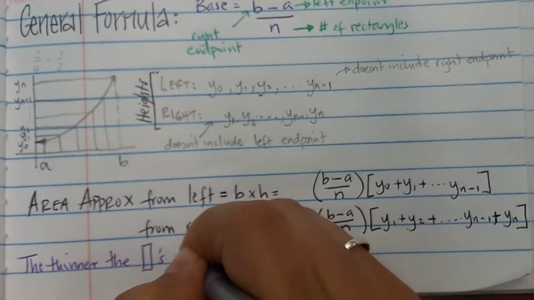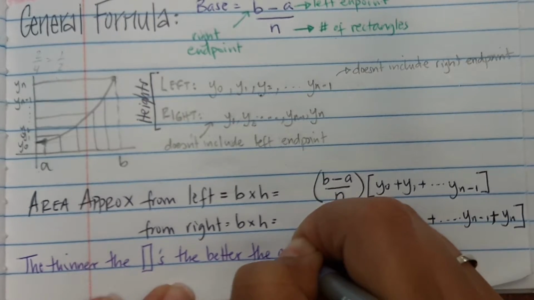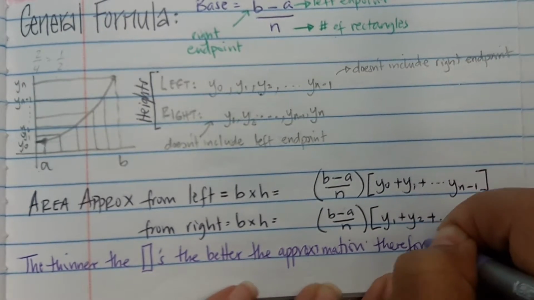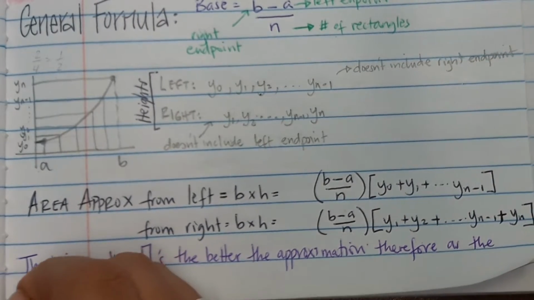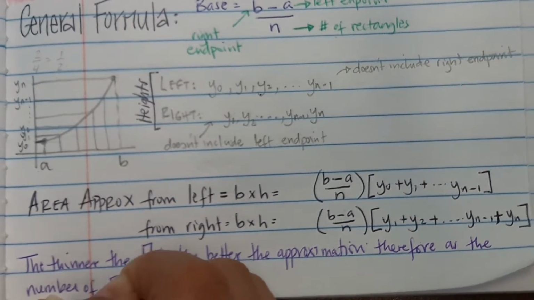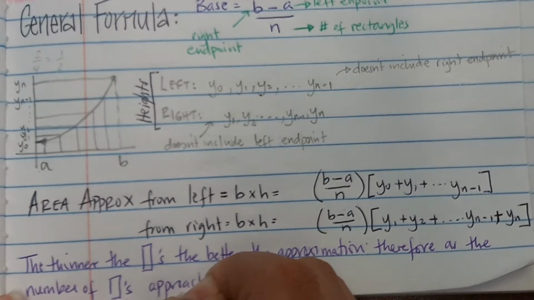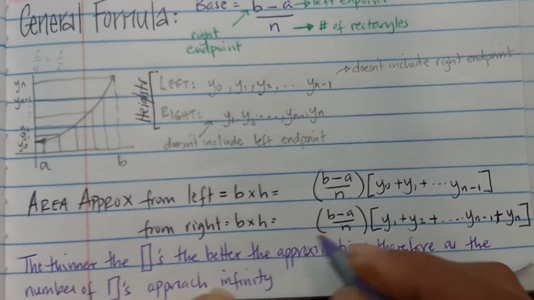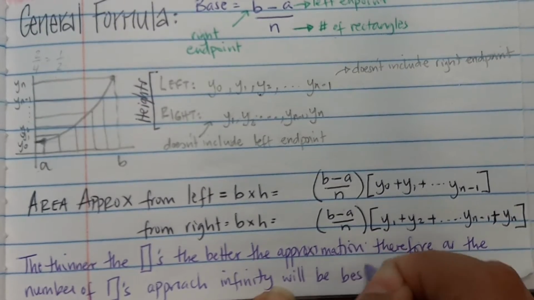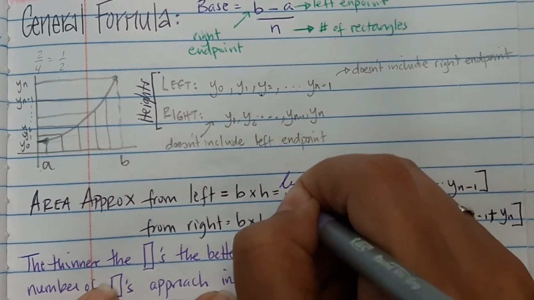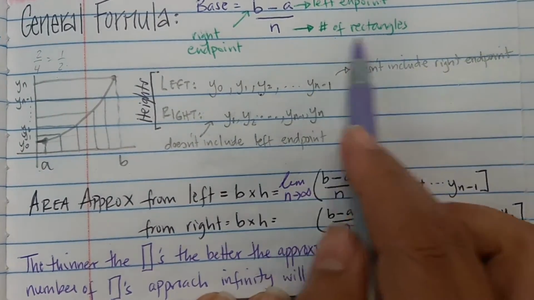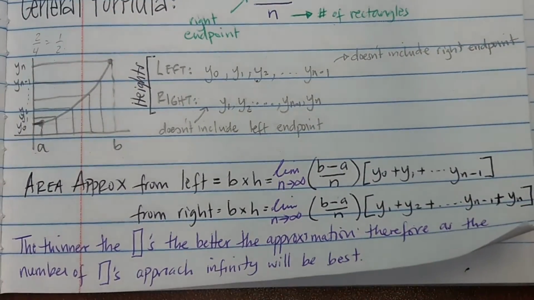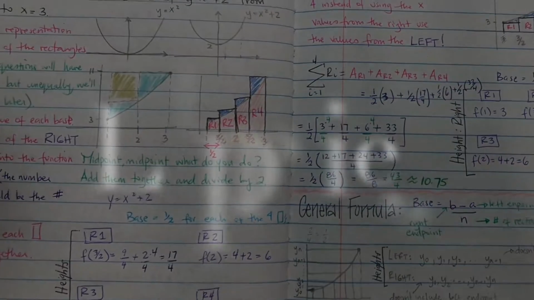The thinner the rectangles, the better the approximation. You can see the more rectangles we have, the less error we have. Therefore, as the number of rectangles approaches infinity, that will be your best approximation. So we're going to add to the general formula and say the limit as n goes to infinity, because basically the thinner your rectangle, the better it is. The limit as n goes to infinity for each one of those will be a close approximation. That's pretty much it.